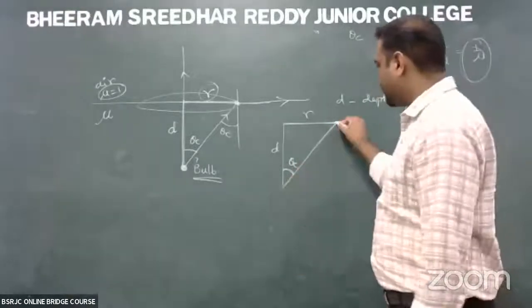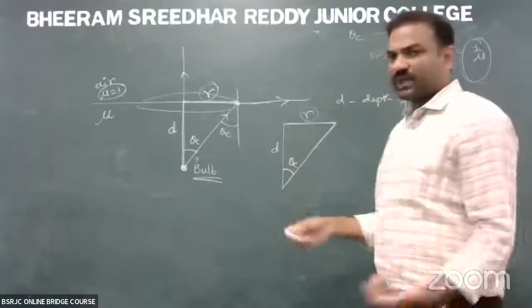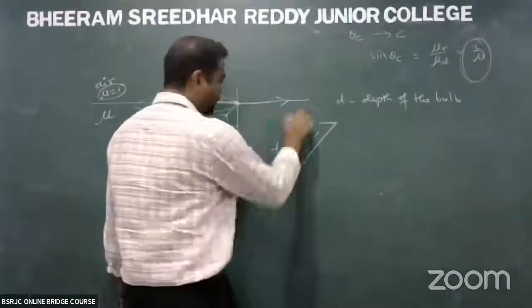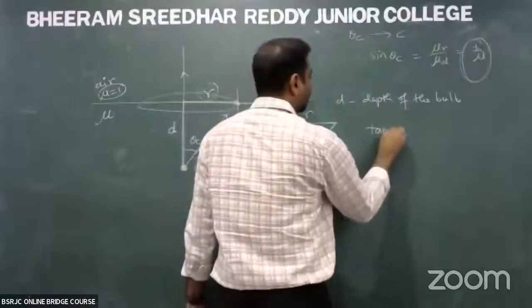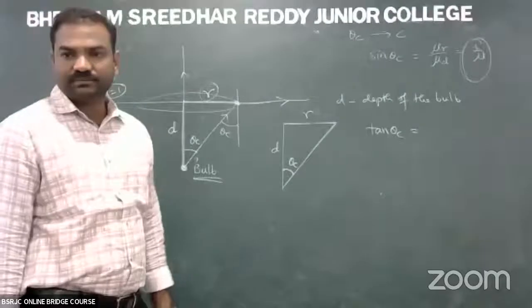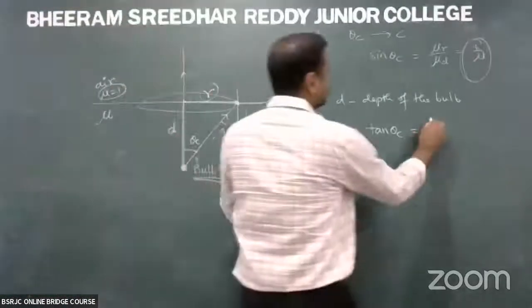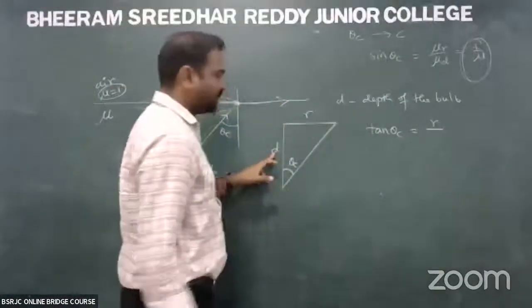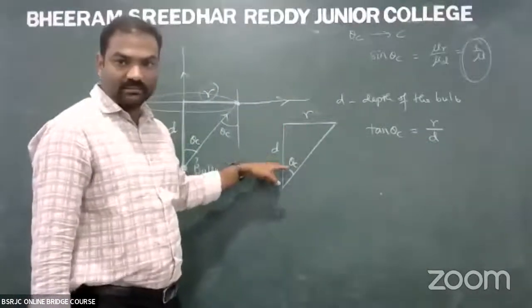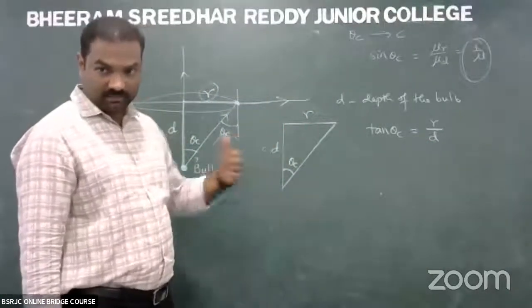Suppose what is the hypotenuse value? But I want to find out the R value. So for that, what is the best way? I'll go to tan theta c. What is the tan theta c value? In the diagram, what is tan theta c equal to? Opposite side, which is R, by adjacent, which is D. You have to see the side which is opposite to the angle, and adjacent is D.